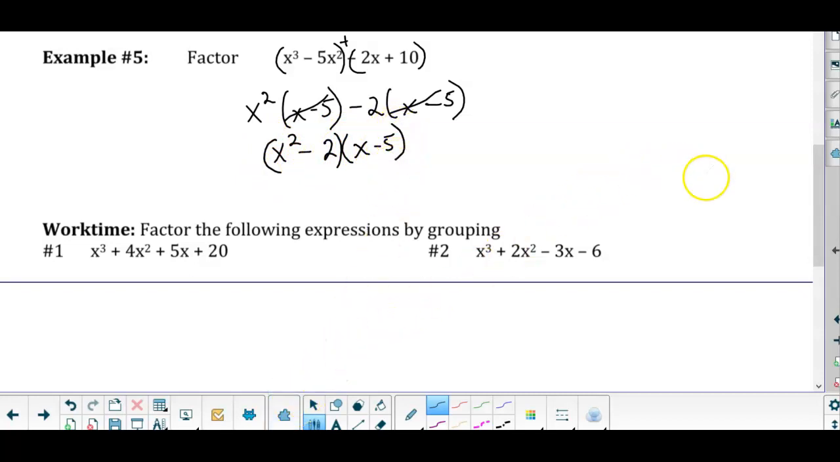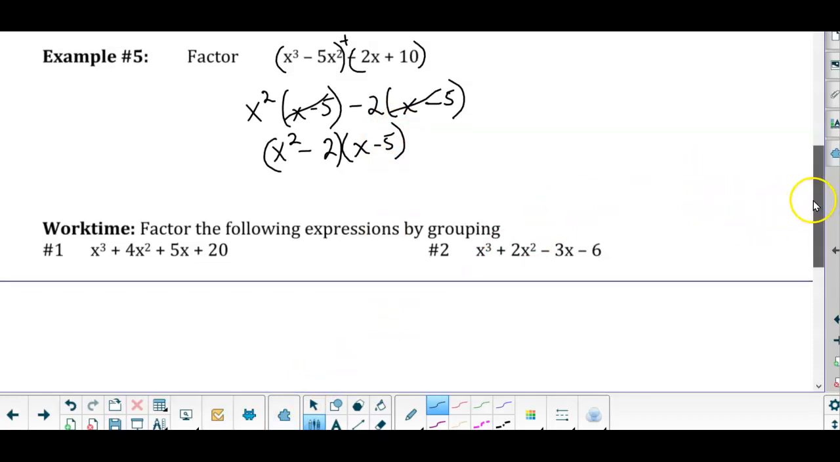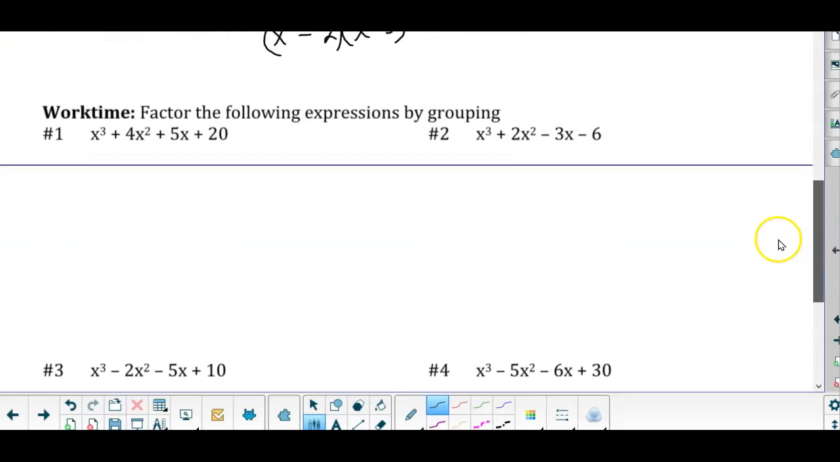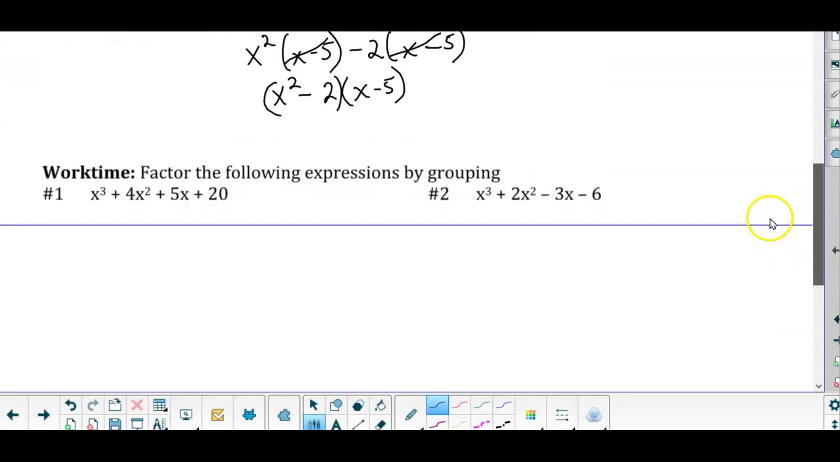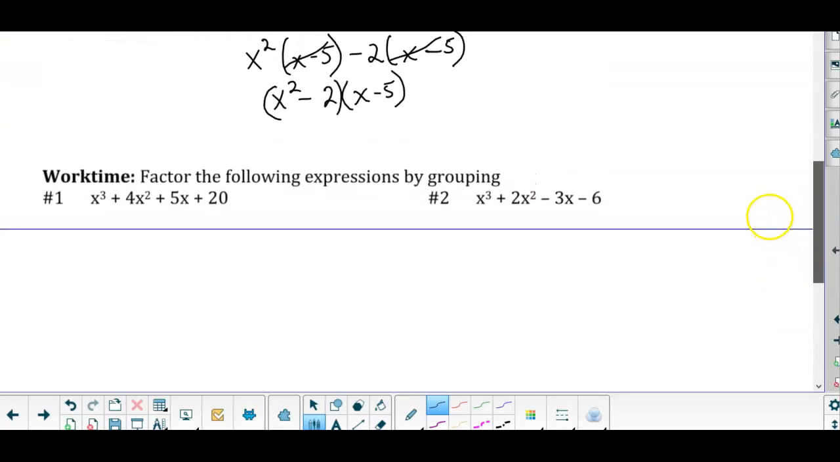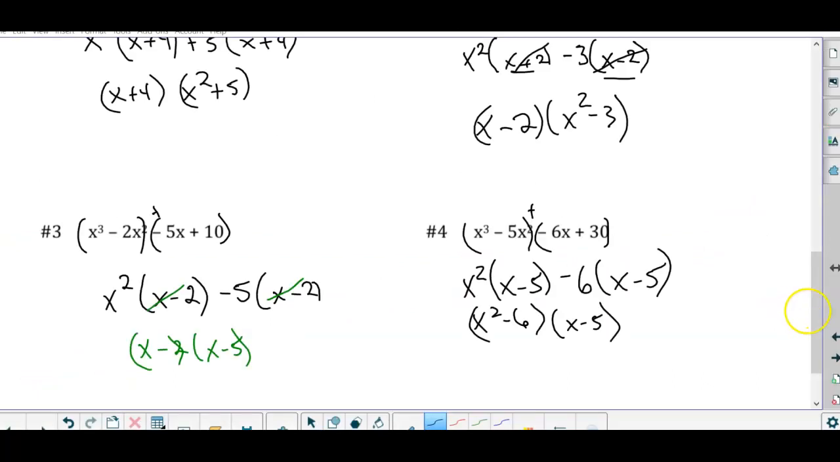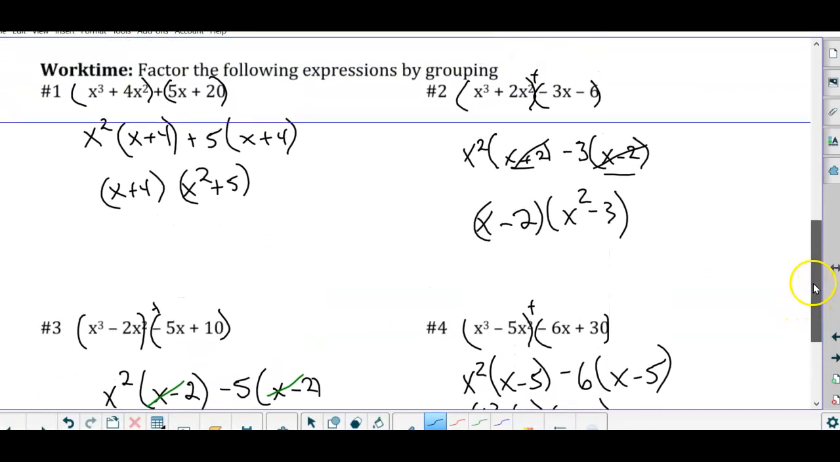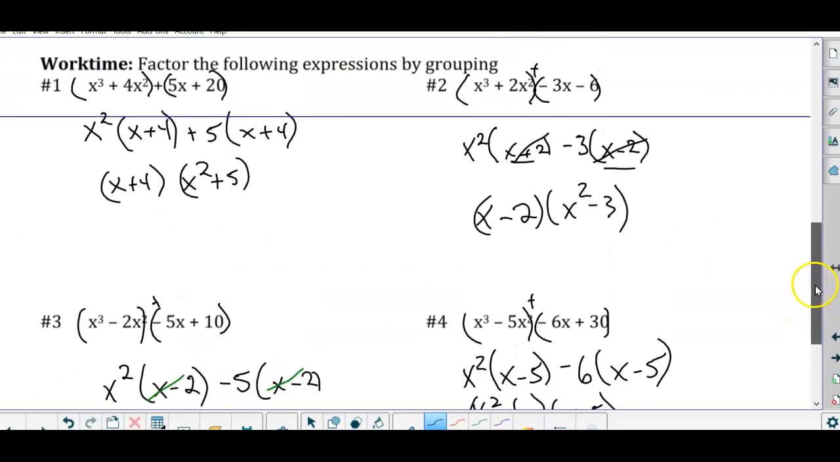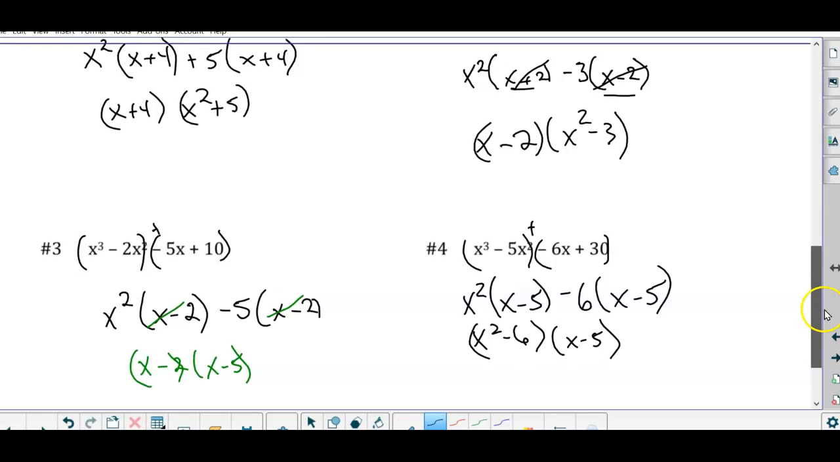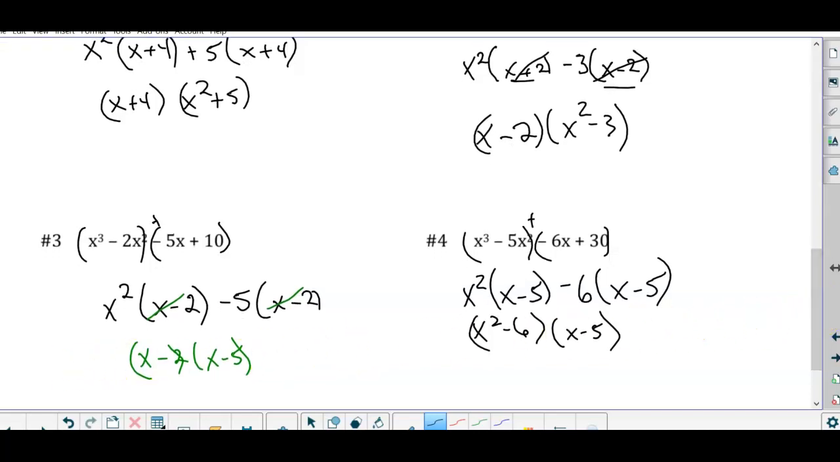All right, so it is your turn. You need to do definitely the next 4 down there. And I will post up an answer key, or I will show it to you shortly. Okay, hopefully you have completed and paused and took your time to do them on your own. Okay, and you can see the work for each one of these. And I hope you got them right.